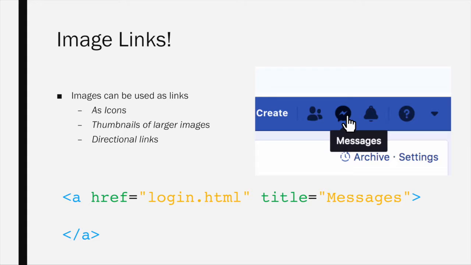The easy thing to do with anchor tags is to play around with them. And if you use an image, you can use an image such as an icon, thumbnails of larger images, or even directional links when navigating between pages or items on a page. How do you do this?